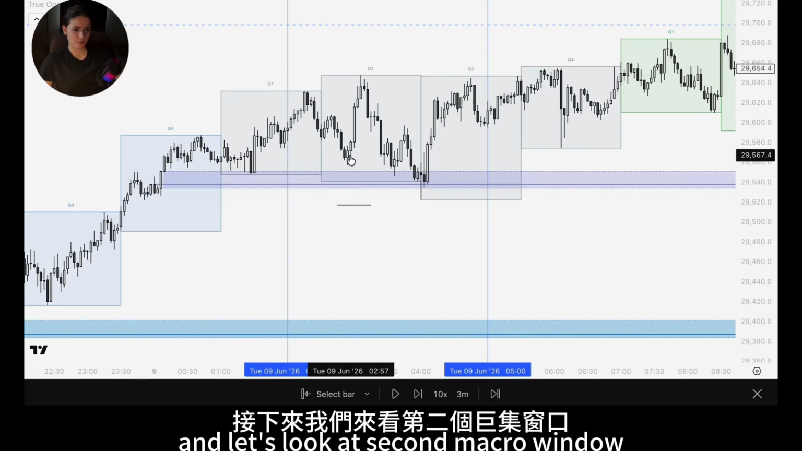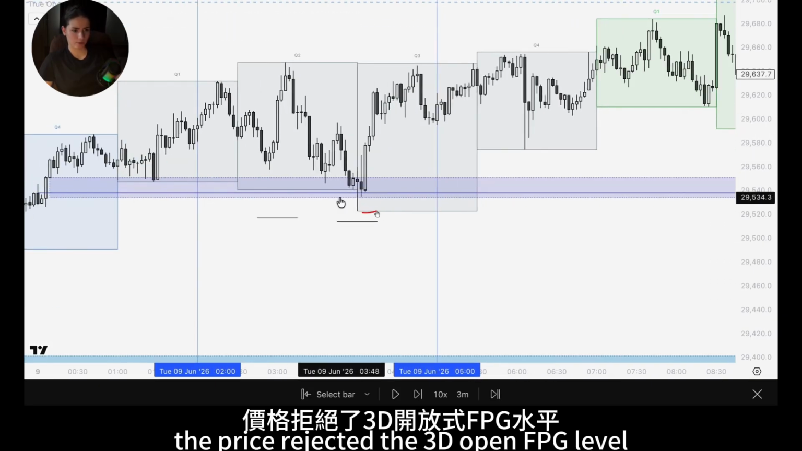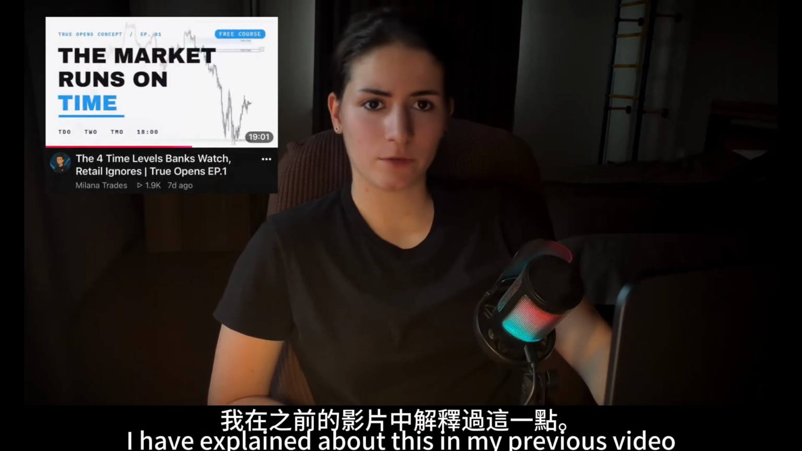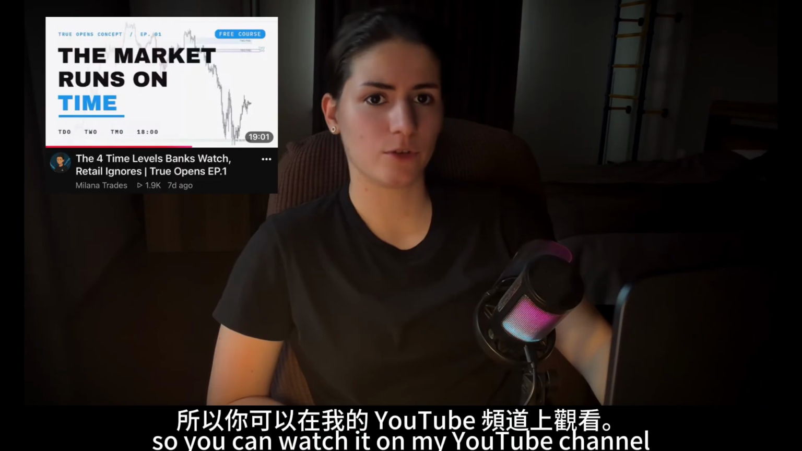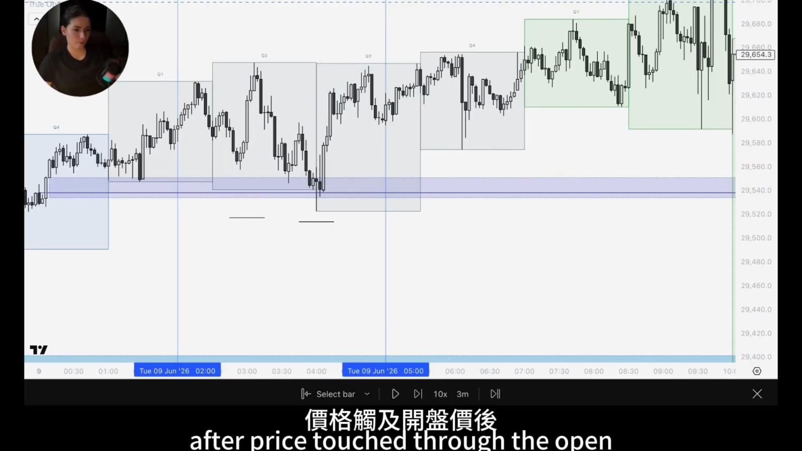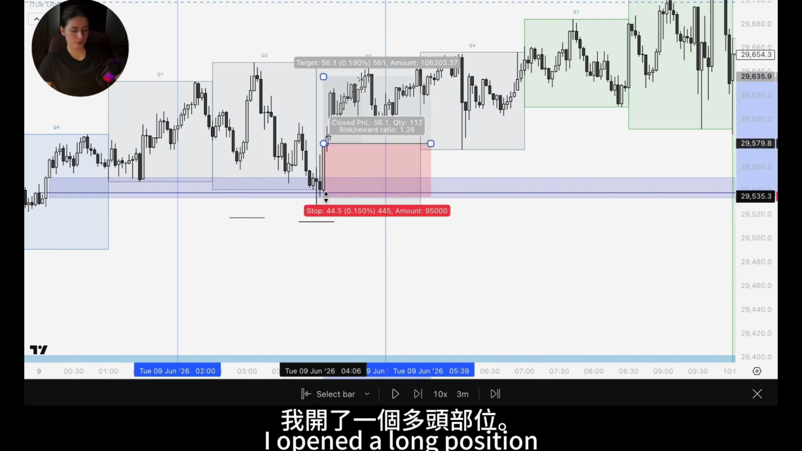And let's look at the second macro window. The price rejected the truly open FVG level. About truly open levels, I explained this in my previous video, so you can watch it on my YouTube channel. After price touched the truly open, there was a very good reaction. I opened a long position.